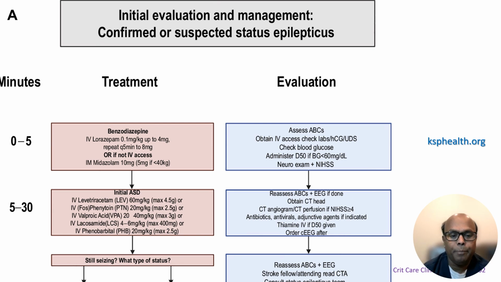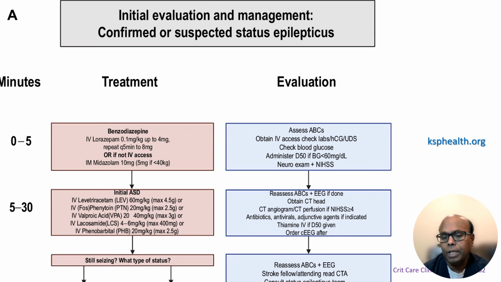If the seizure lasts more than 5 minutes, give IV lorazepam 0.1 per kilo, max of 4 milligram. If the seizure doesn't abort in the next 5 minutes, give the second dose at that point. Give a second-line anti-seizure medication such as levetiracetam 60 per kilo, max of 4.5, or IV fosphenytoin 20 per kilo, max of 2.5, IV valproic acid 20 to 40 milligram per kilogram, max of 3, IV lacosamide 4 to 6 milligram per kilogram, max of 400 milligram, or IV phenobarbital 20 per kilo, max of 2.5 gram.